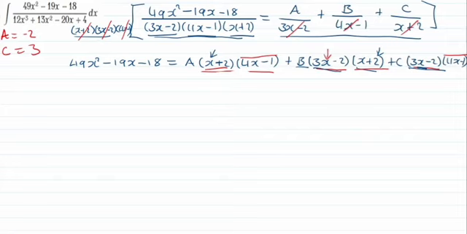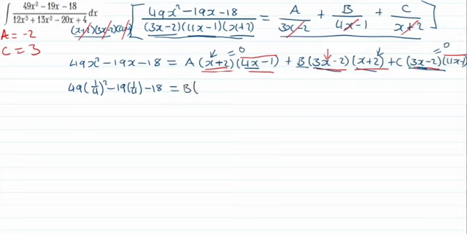going to have 49 open 1 over 4 squared minus 19 times 1 over 4 minus 18. This will give us, when you put 1 over 4 here, it's going to give us a 1. 1 minus 1 is going to give us a 0. So everything will go to 0. Then at c also, everything will go to 0. Meaning what will remain is b open 3 multiplied by 1 over 4, then minus 2, then multiply this by 1 over 4 plus 2.